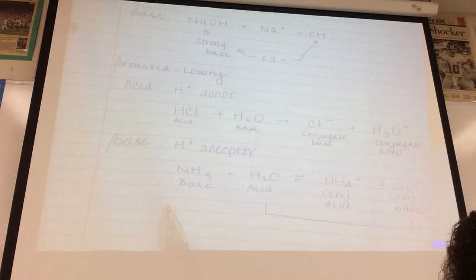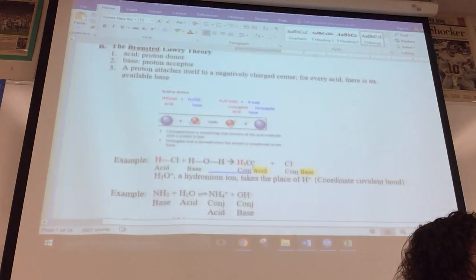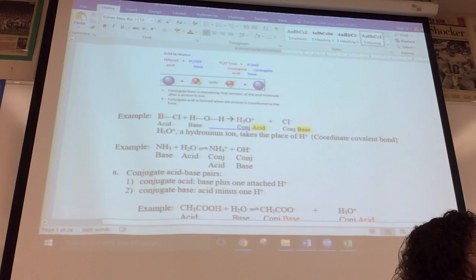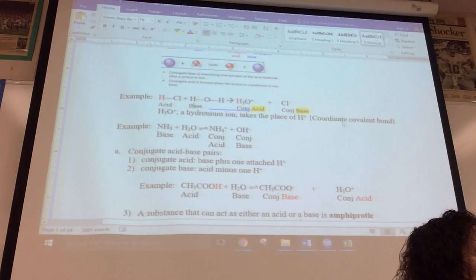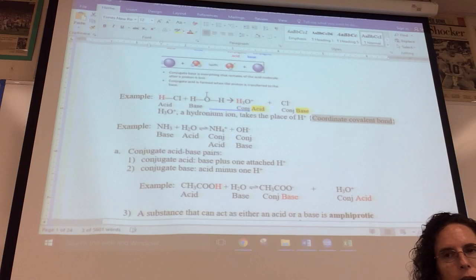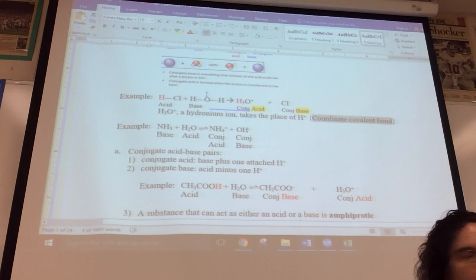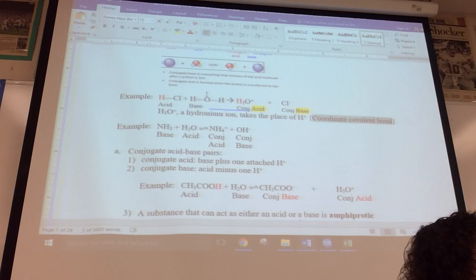And these examples are also illustrated in your notes here. You can see the acid donates the proton to the base. The base forms a hydronium ion, a conjugate acid, and the acid forms the conjugate base, chloride ion. It forms a coordinate covalent bond, and that's because the oxygen that had two lone pairs on it basically shares both of its electrons with the hydrogen. The hydrogen didn't have one to share.